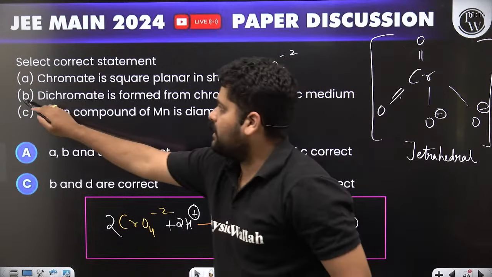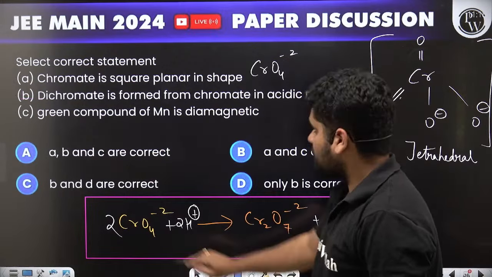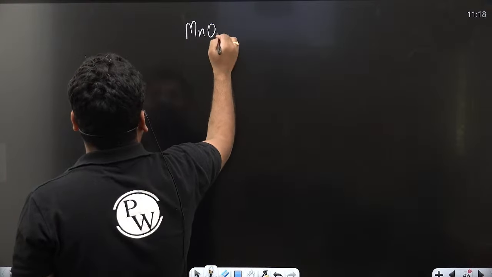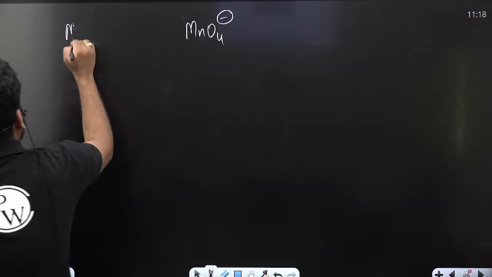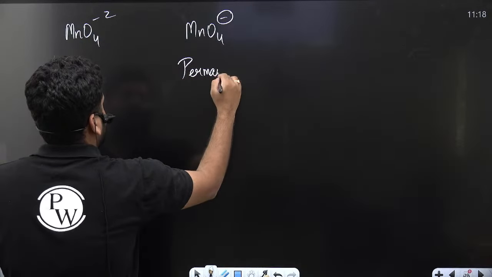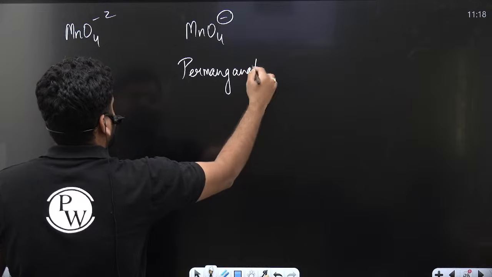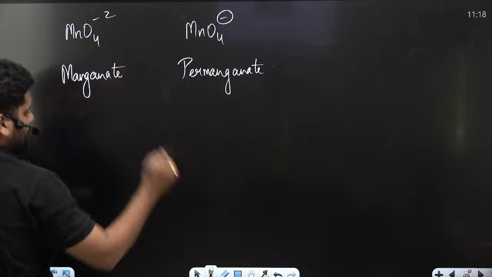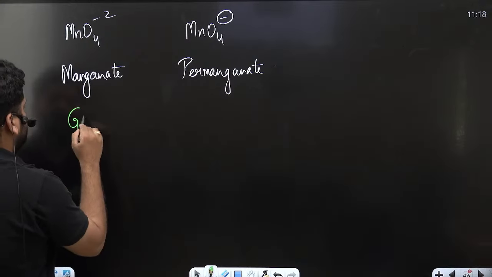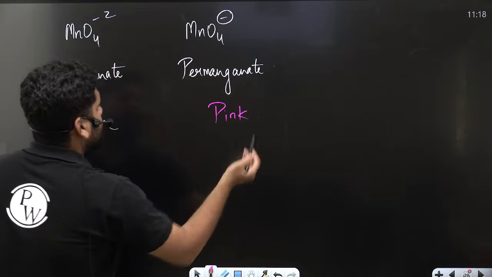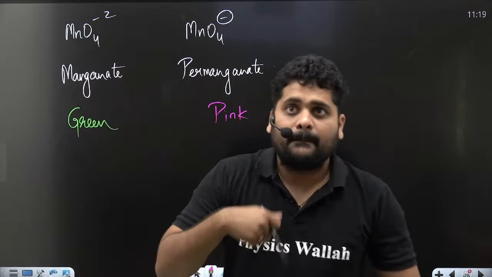In a similar way, we have option C, which says green compound of Mn is diamagnetic. See, manganese can exist like this, MnO4-, or it can exist like this, MnO4-2. This is permanganate, which is pink in color, and this one is manganate. Okay, right, manganate ion is green in color. This is green in color and this one is pink in color. So the green compound of manganese, which means he is talking about manganate ion.